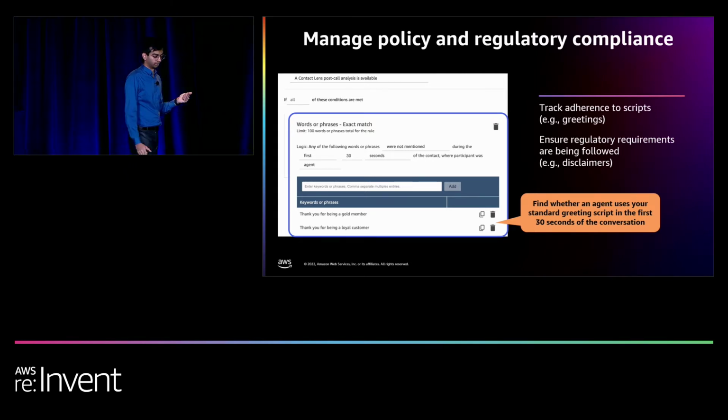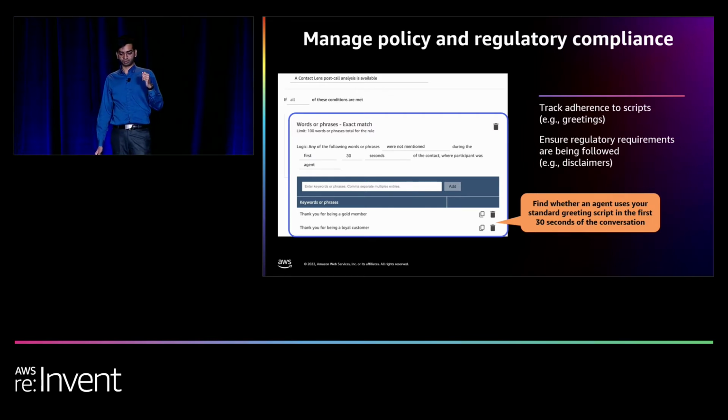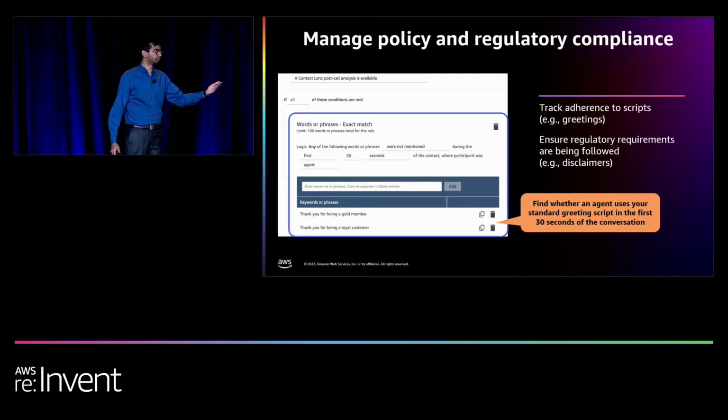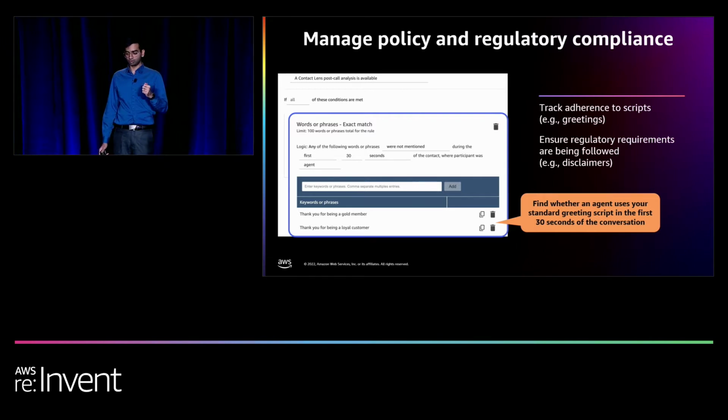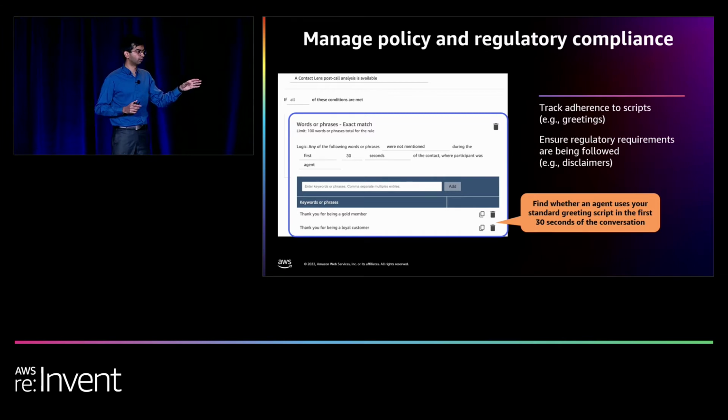Let me give you an example here, right? You can specifically look for mentions of the phrase, "Thank you for being a Platinum Rewards member." This will allow you to ensure that all agents are complying with your contact scripts for greeting customers that are part of, let's say, your rewards program. Now, you can specifically identify contacts where the policy is being followed and contacts where the policy isn't being followed.